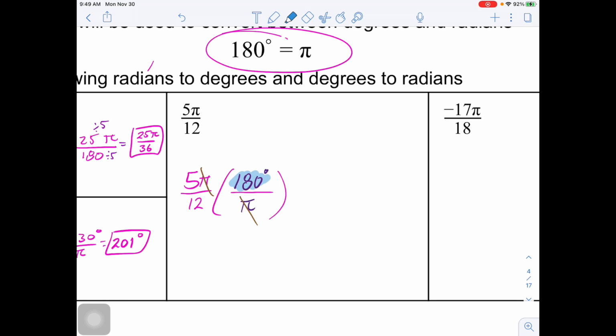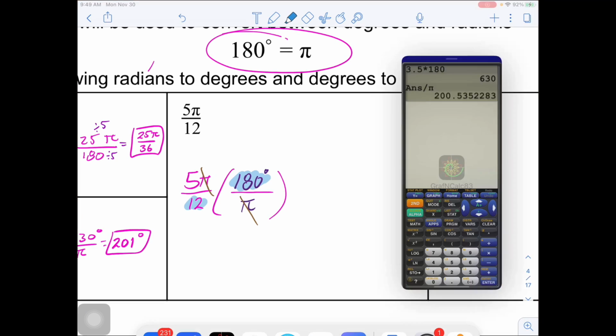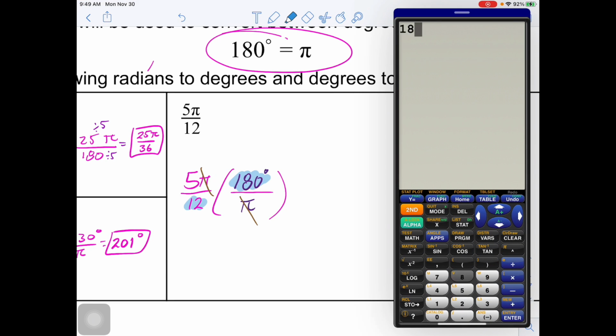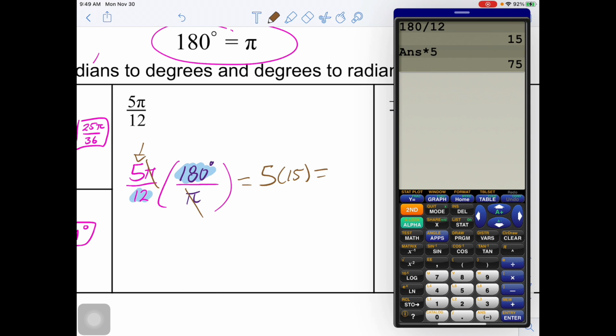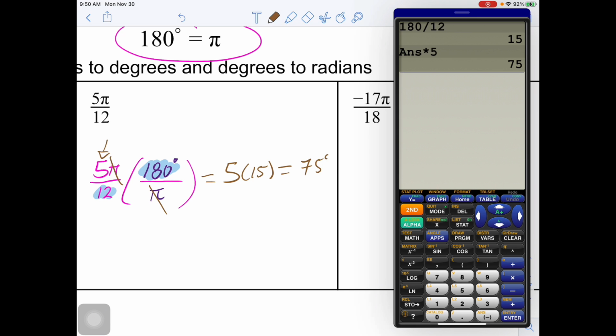Let's simplify this. So 180 divided by 12. Let's see if that simplifies super nicely. So 180 divided by 12, I don't know if it does. Look at that, it does. So that will be 15. So we get our 5 here, times 15. And then 5 times 15 gives me 75. So this is 75 degrees.